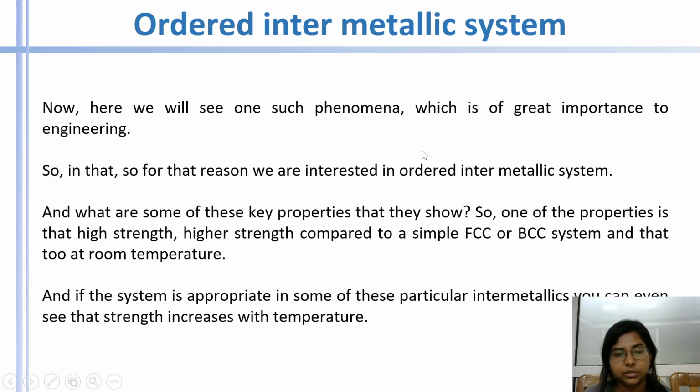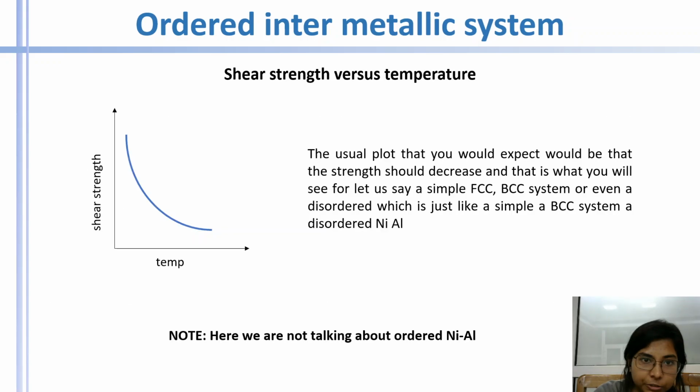So what are the key properties? One of the important properties of intermetallic systems is that they show higher strength compared to a simple FCC or BCC system, and that too at room temperature. And if the system is appropriate, like in some particular intermetallic systems, then you can even see that as we increase the temperature, the strength increases.